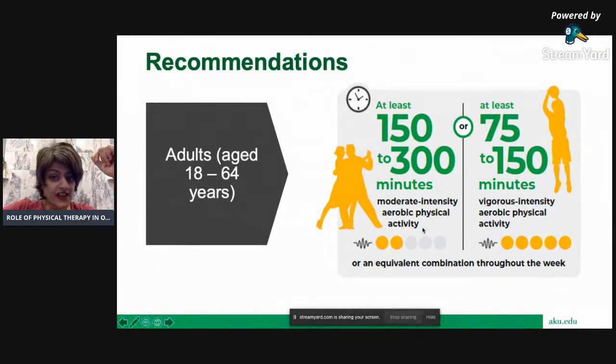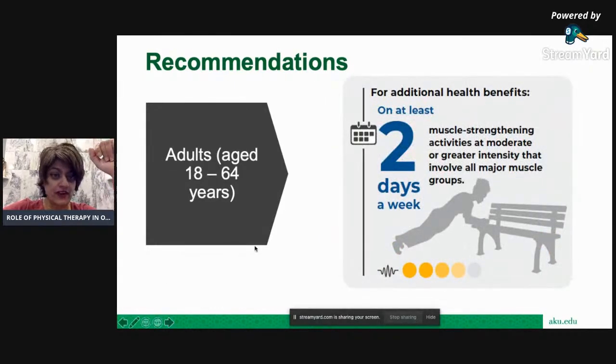Now, aerobic activity isn't enough. You must combine that with strengthening. So for your adult patients who are 18 to 64 years of age, they have to do at least 2 days of muscle strengthening activities, again at moderate or greater intensity, okay? And the types of exercises that you want to pick should include multiple muscle groups, okay? So some of my favorite ones are these elevated push-ups, okay? Because they activate the core, they activate the shoulder girdle complex, and the lower leg muscles as well. So you want to pick exercises that target multiple muscle groups.